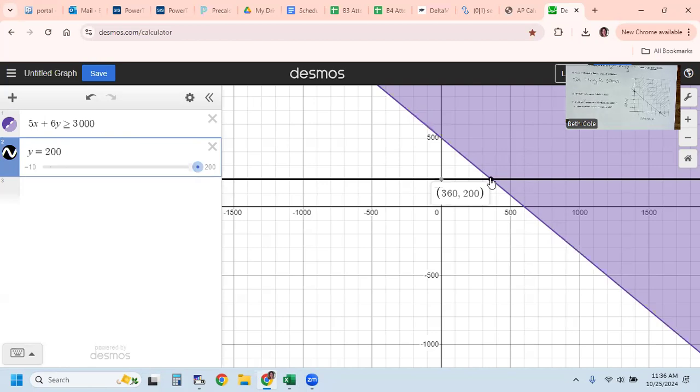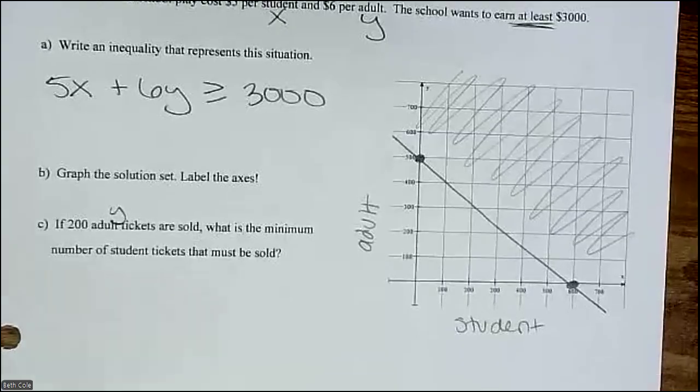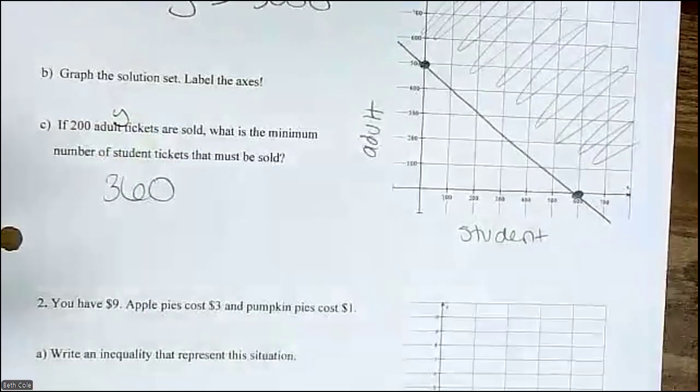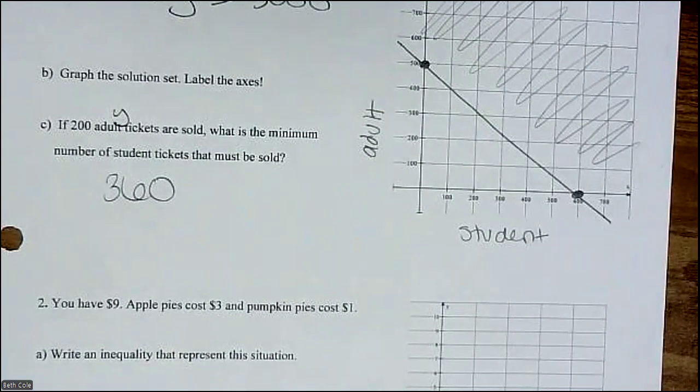The intersection, okay? So if 200 is our Y, if we have 200 adult tickets, if you're in the back, it might be a little small for you to see. How many student tickets have we got to sell? You would have to sell 360 student tickets to meet your quota, all right? So 360 is our answer there. It is, but you have to listen to me and you have to know how to use the calculator.